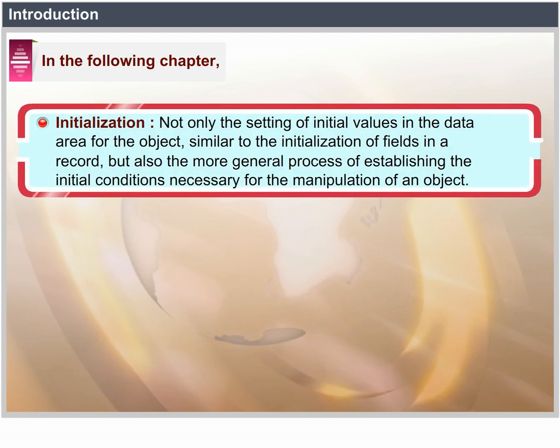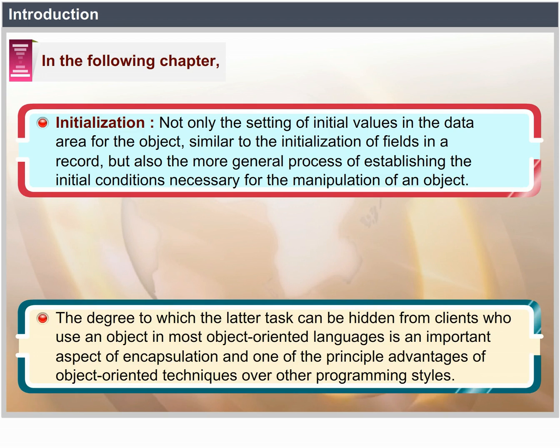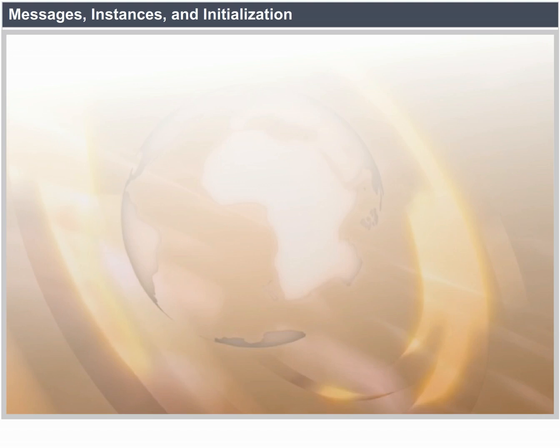Initialization: not only the setting of initial values in the data area for the object, similar to the initialization of fields in a record, but also the more general process of establishing the initial conditions necessary for the manipulation of an object. The degree to which the latter task can be hidden from clients who use an object in most object-oriented languages is an important aspect of encapsulation and one of the principal advantages of object-oriented techniques over other programming styles.